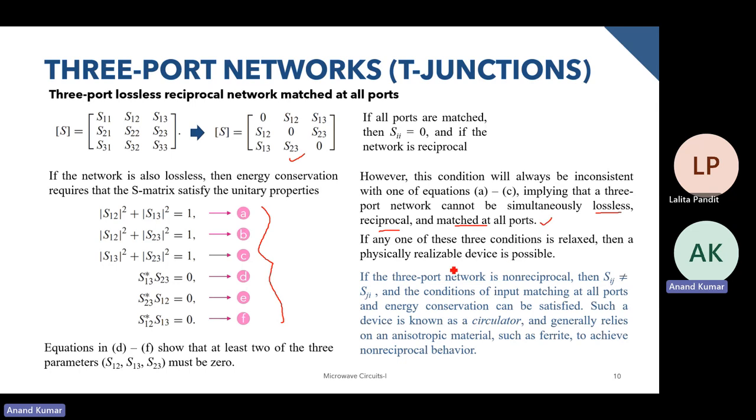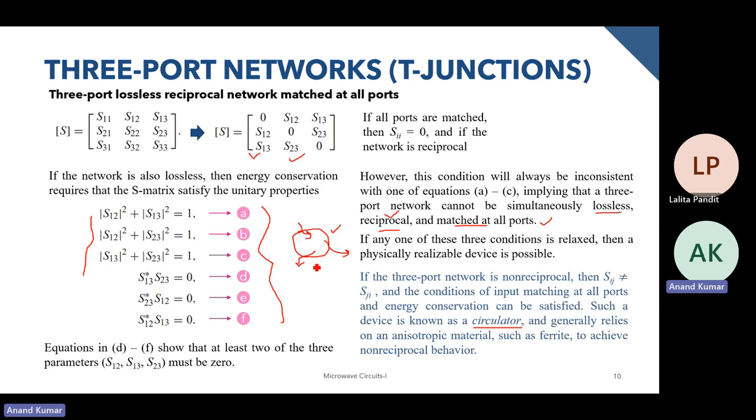This we had covered in the last class. We went through all these steps and checked that this cannot be satisfied for this matrix. But if we relax one of these criteria, for example, if this network is not reciprocal, just lossless and matched, then what we end up with is what we call a circulator. A circulator is a three-port device wherein you put the signal at one particular port and you can receive it at the other two ports according to some requirement.